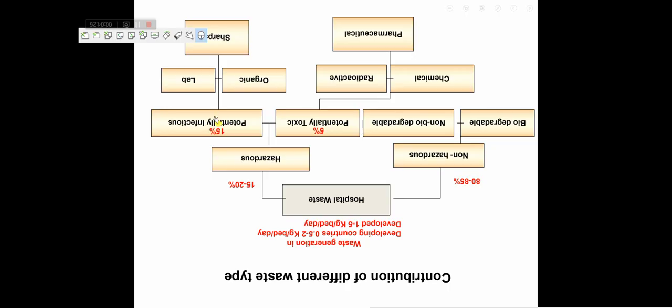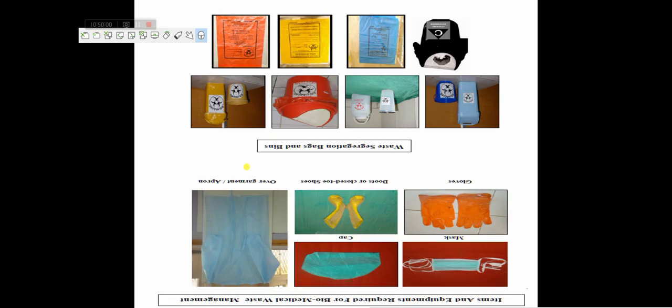And there is some waste which is potentially infectious. It is coming from the organic or the lab, or from the shops, like scissors and injections, they can infect, right? And in this there will be some waste of the human body and all, they will be coming under the biodegradable. So this is about the hospital waste, where you have to learn 80 to 85% will be non-hazardous and 15 to 20% will be hazardous waste, right?